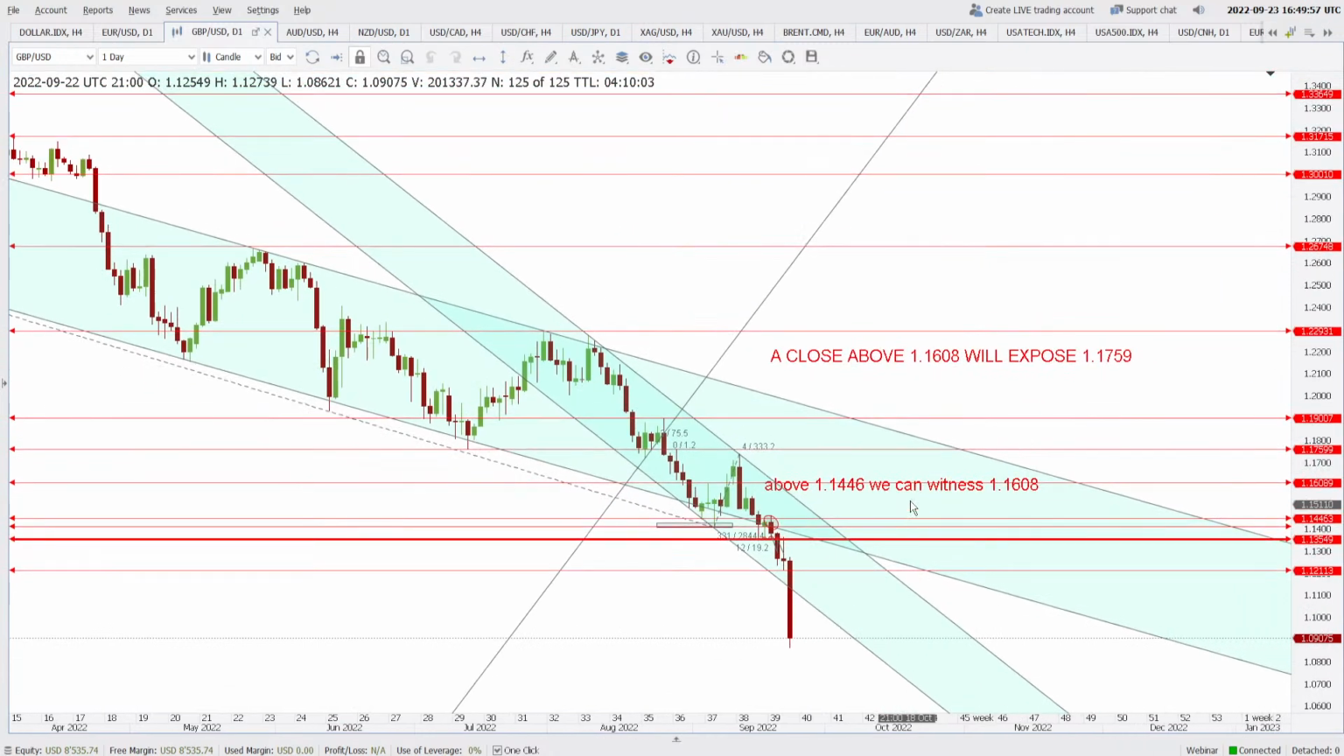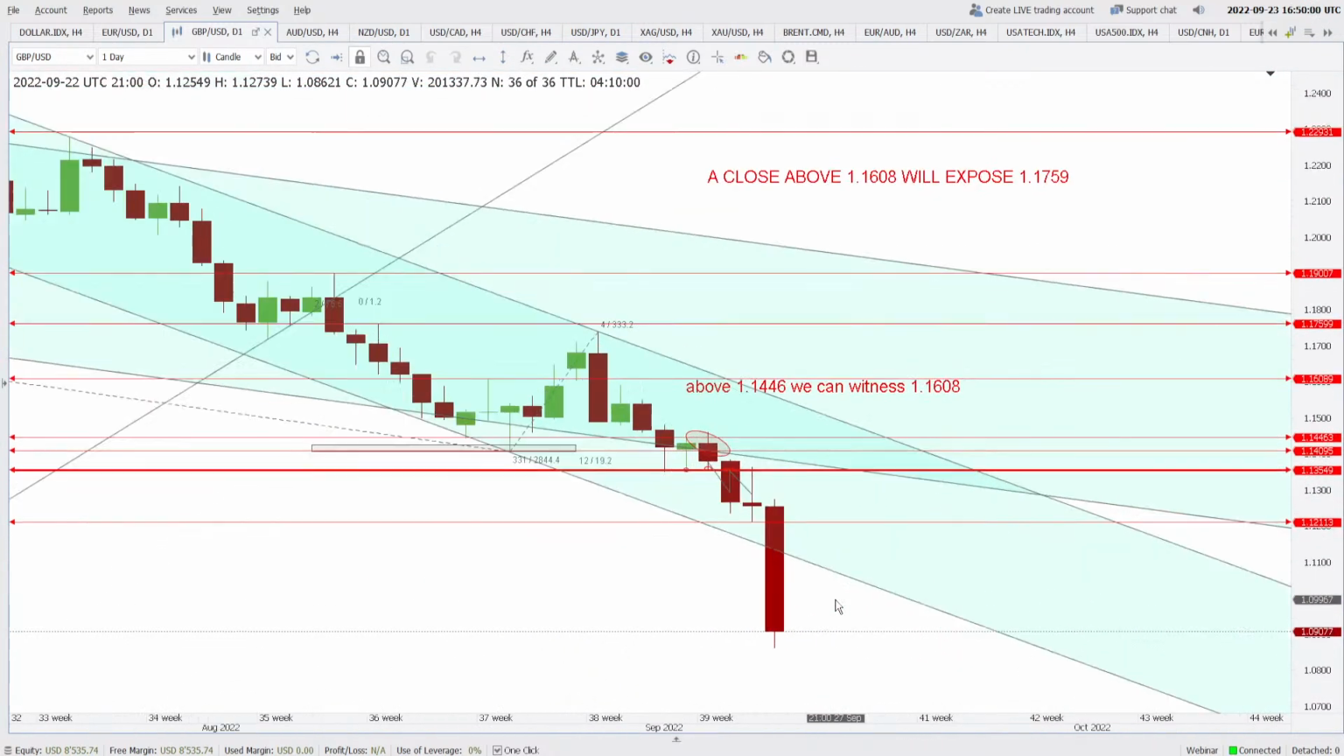So yeah, here we are talking about the cable, GBP USD. The cable yesterday gave us a bearish pin bar, and that too in between the resistance and the support, and today that support is taken out.